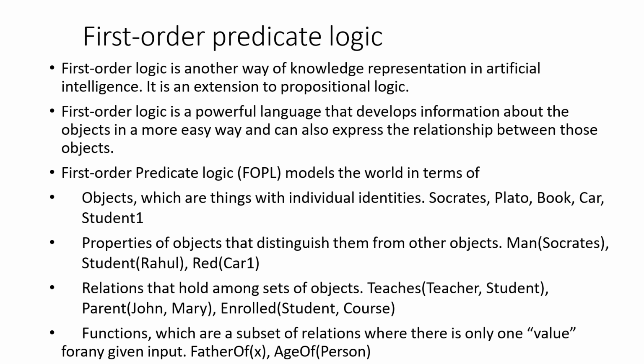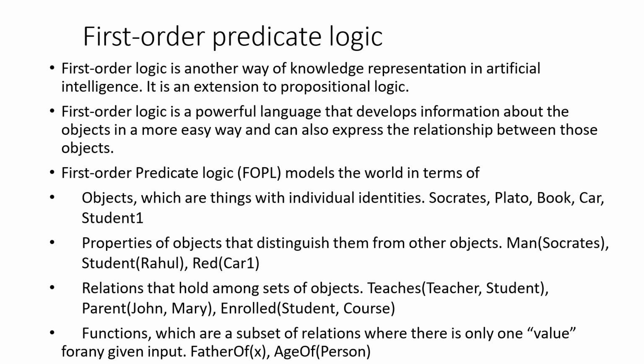Then the next point is relations among objects. Here you can see teacher comma student, parent John comma Mary, enrolled student comma course. These relations describe how two or more objects are connected. So parent John comma Mary means John is the parent of Mary. Teacher comma student means the teacher teaches the student.